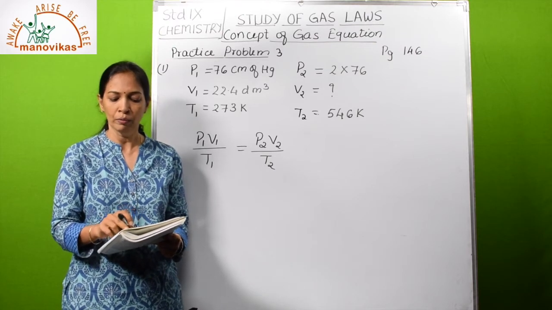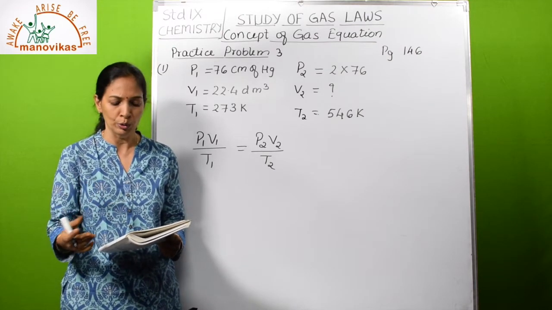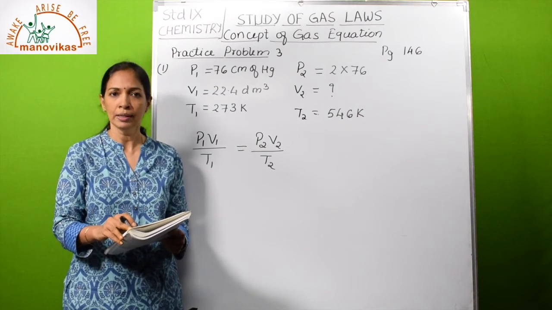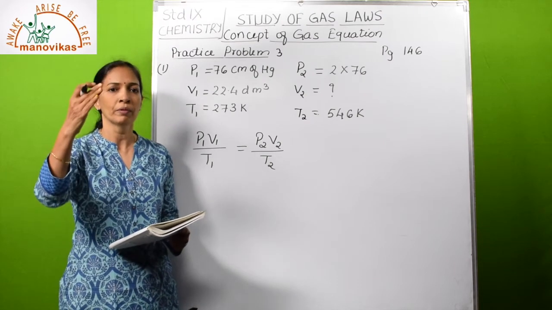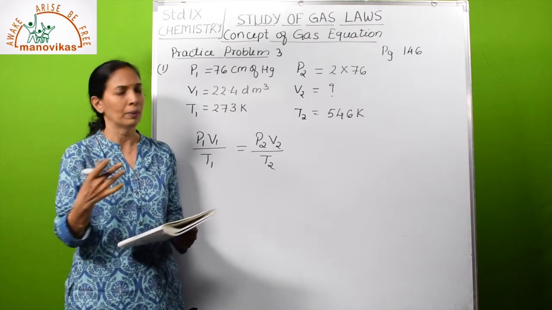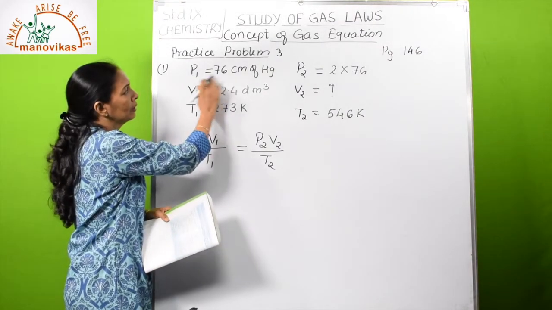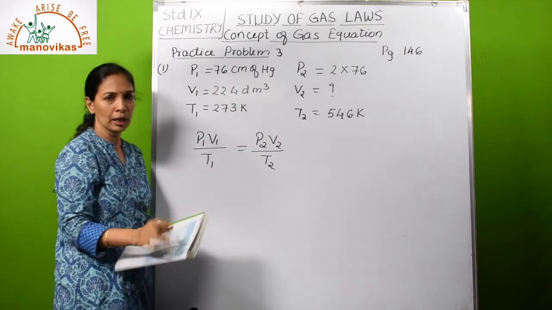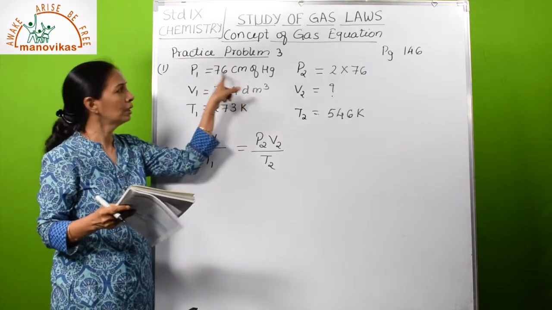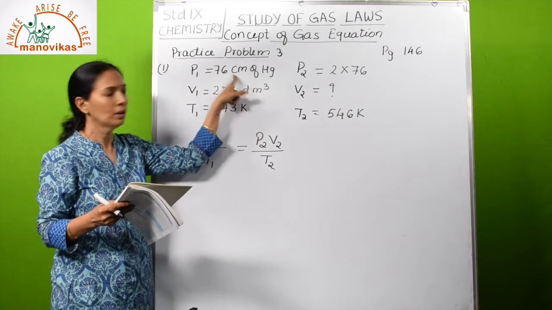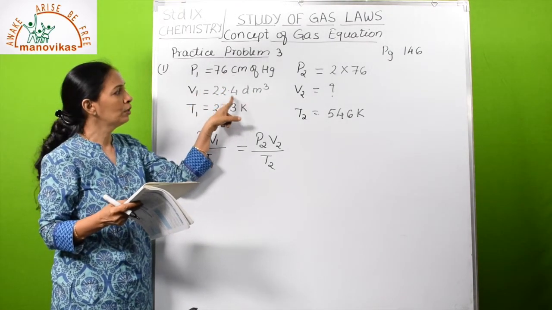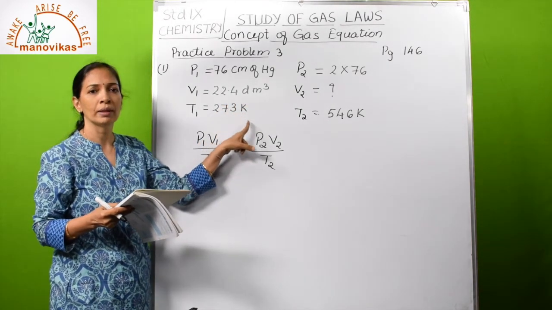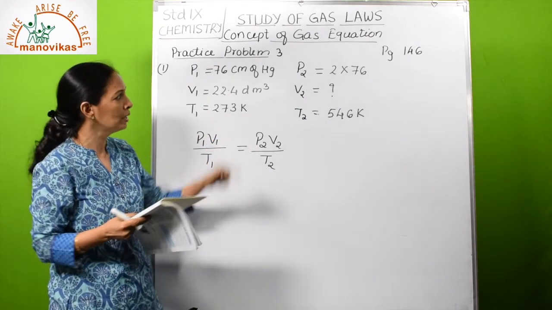So these are the initial values. So the final values are what? You have to find final volume when the temperature is increased to 546, from 273 to 546, and pressure doubled. So see, initially pressure is 76 centimeter of mercury. Okay, I have taken centimeter of mercury here. So this is standard pressure. Volume is given 22.4 decimeter cube and temperature is 273 K. These are initial values.